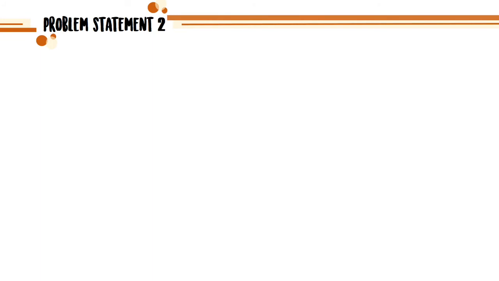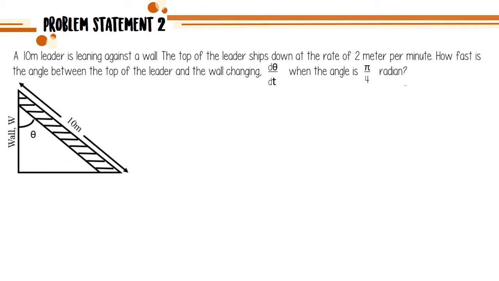As we know, related rate can be used in our applications of life. This is the problem statement that we use, such as a ladder. So let's see the question. The second problem statement is: a 10-meter ladder is leaning against a wall. The top of the ladder slides down at the rate of 2 meters per minute. How fast is the angle between the top of the ladder and the wall changing when the angle is pi per 4 radian? First, we must take out the information given.